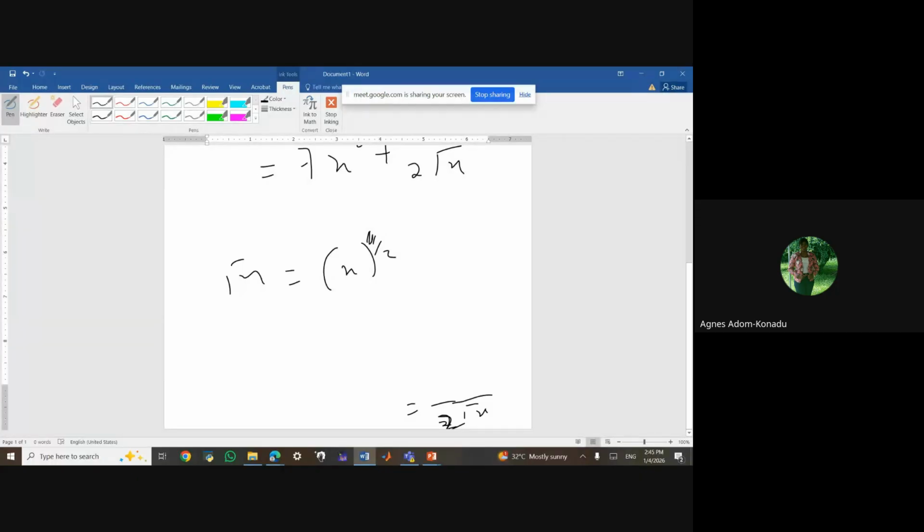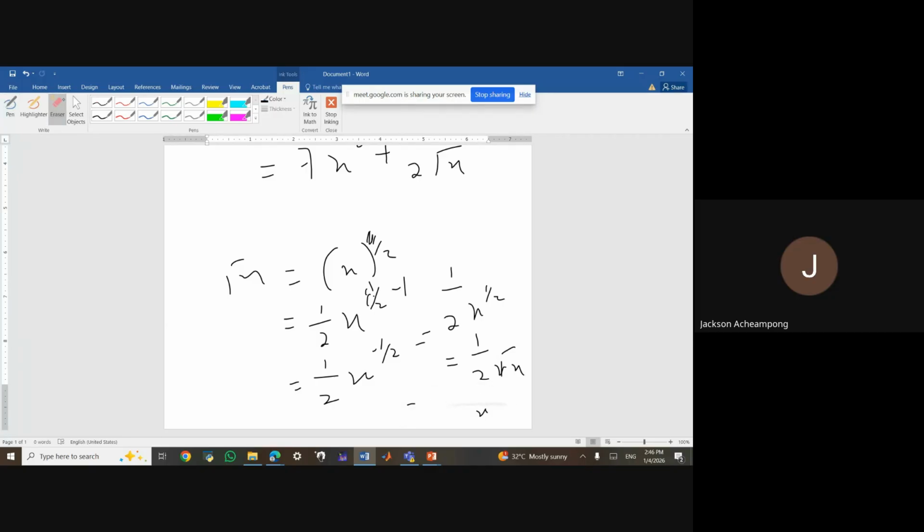And to differentiate this, I'll drop the half. Then I'll have x to the power 1 over 2 minus 1, which is 1 over 2 x to the power minus half. And by indices, this is the same as 1 over 2 x to the power half, and x to the power half is the same as square root of x. We just did this one, it's even here.